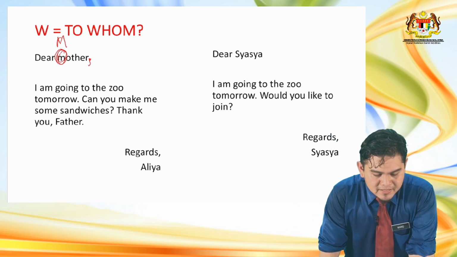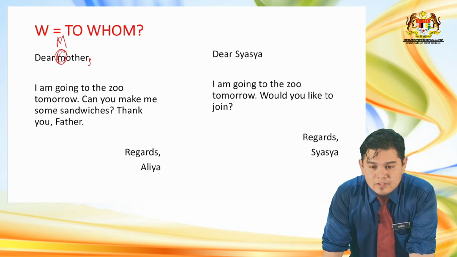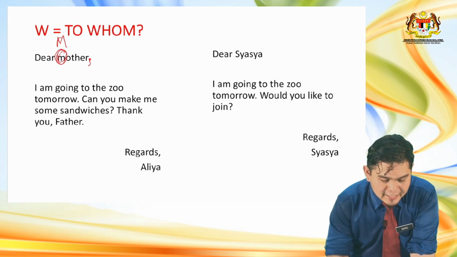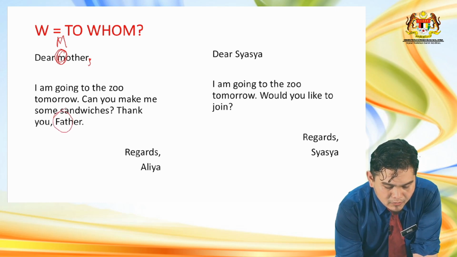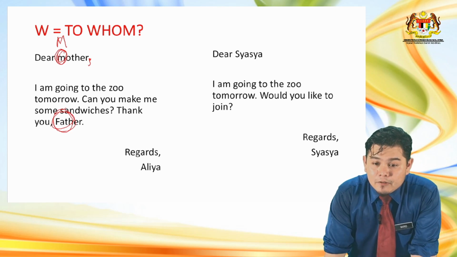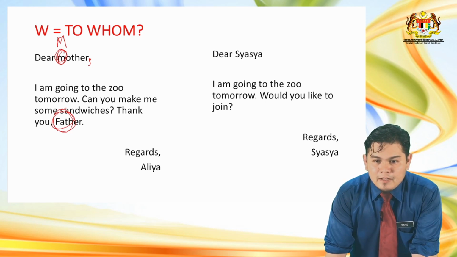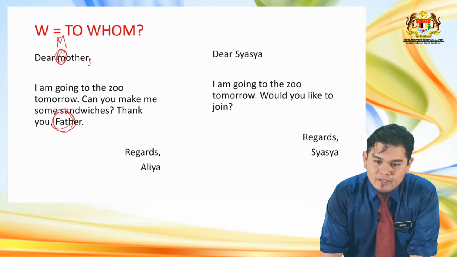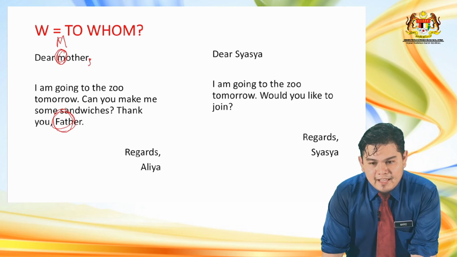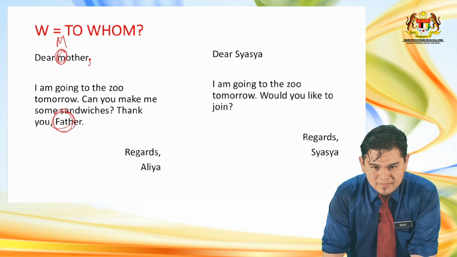So for example, in this essay, I'm going to the zoo tomorrow. Can you make me some sandwiches? Thank you, father. Okay, you see how these kinds of things happen? These are the things that you have to be very careful about. Another example, dear Ali and then suddenly I. Oh, how come? At the beginning of the story, you say it's dear Ali, okay? And then towards the end, it becomes someone else, okay? So you have to be very, very careful, okay?